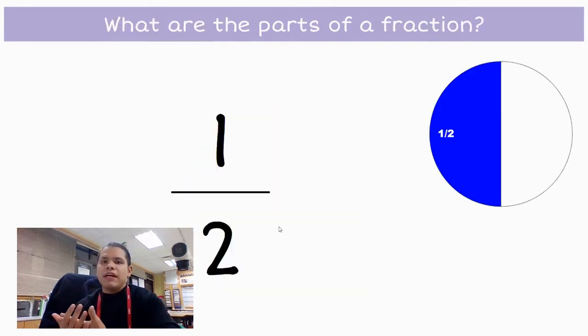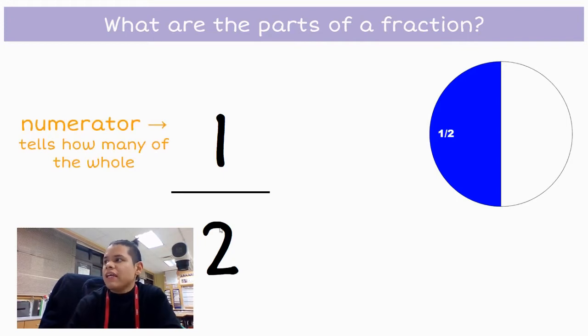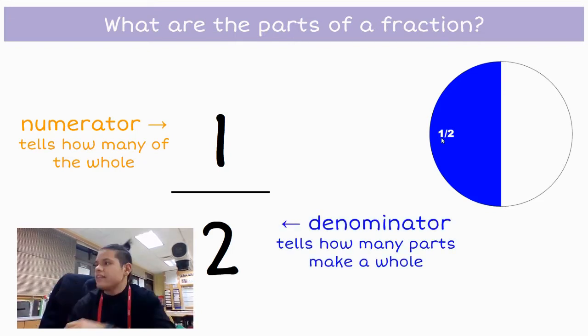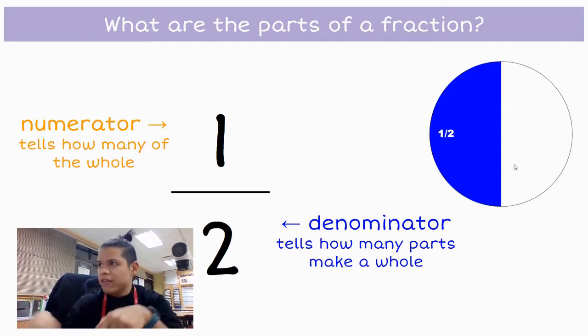So what are the parts of a fraction? Let's take a look at the fraction 1/2. The numerator tells how many of the whole there are. So right here in this circle, one of these pieces of the circle is shaded. Now, down at the denominator, it tells how many parts make a whole. So as you can see right here, 2 parts make a whole. 1 part of the whole is our numerator. So 2 parts total down in the denominator. 1 part is your numerator.